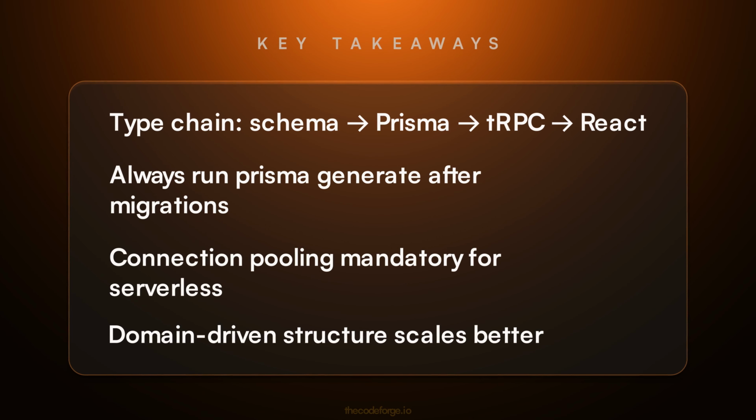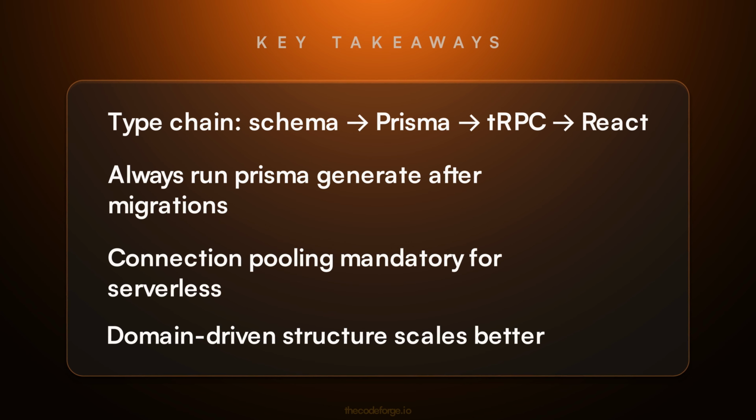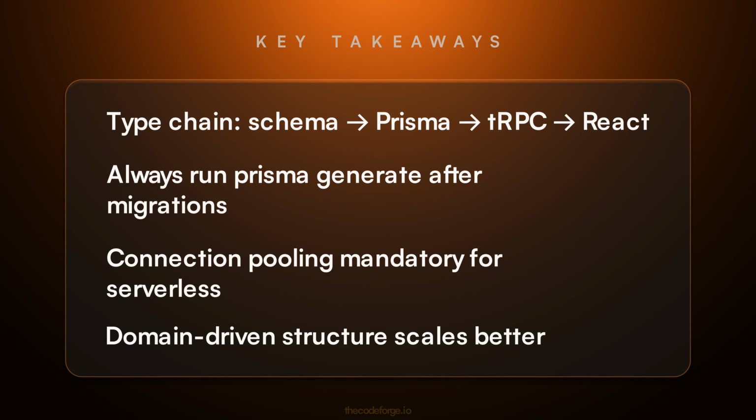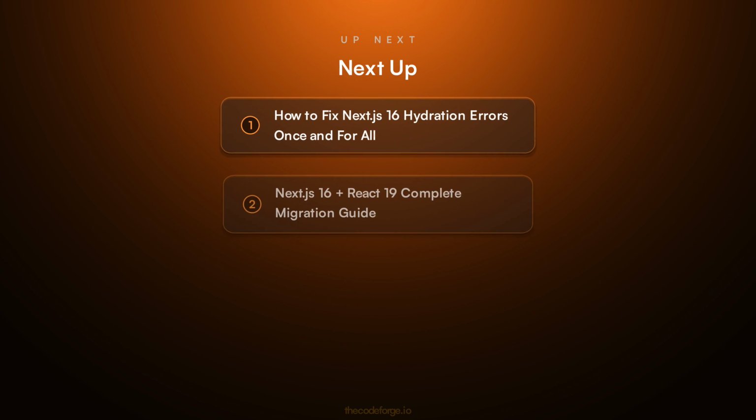Let's recap the key takeaways. Type chain: schema, Prisma, tRPC, React. Always run Prisma generate after migrations. Connection pooling mandatory for serverless. Domain-driven structure scales better. Ready to go deeper?